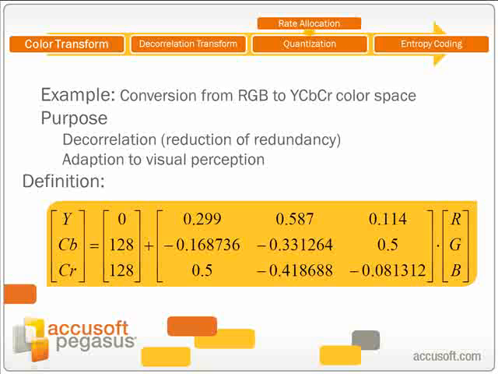And here is how that transform is computed. It is basically just a matrix multiplication. The result will then be shifted to ensure that the values are within a certain range. Since the rank of the matrix is full, it can easily be inverted to create the inverse color transform.